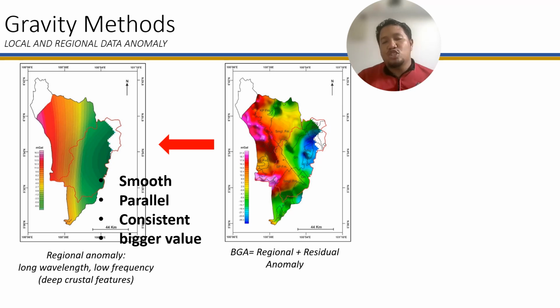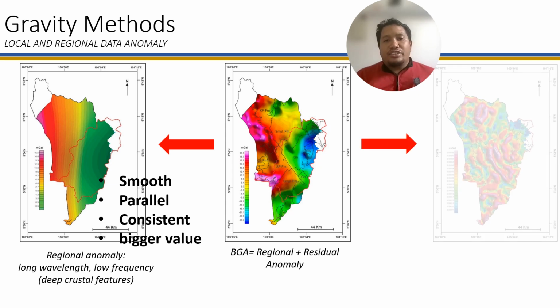So geologists and geophysicists frequently utilize regional anomaly maps to explore deep-seated features such as basement orientation, basin geometry, deep-seated faults, large anticlines or petroleum traps, and also crustal structure.